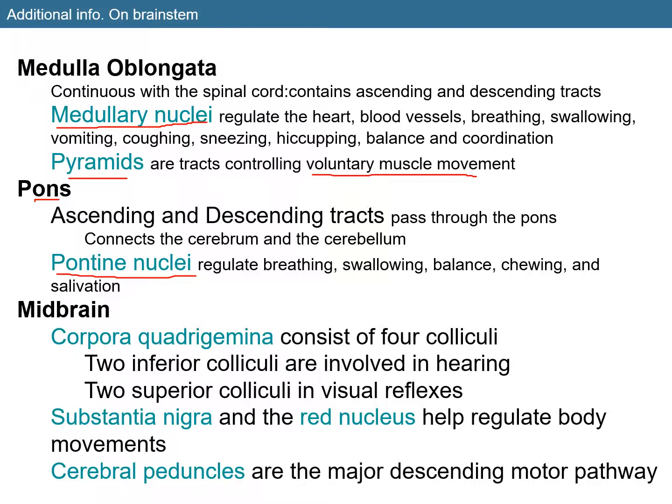But you can see that that list has grown a little bit smaller. And that's because they're becoming more specialized. There's less and less of these pathways here. So again, damage at the medulla oblongata level is a really bad place to have damage.